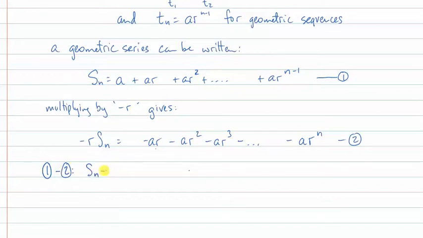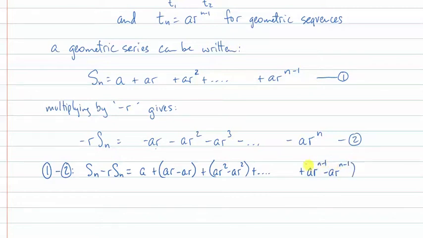The sum of n terms minus r times the sum of n terms equals a plus ar minus ar, then ar squared minus ar squared, and you can start to see why I formed it the way that I did. That's going to continue like that all the way up to ar exponent n minus 1 minus ar exponent n minus 1, and lastly minus ar to the n. This term is on its own.